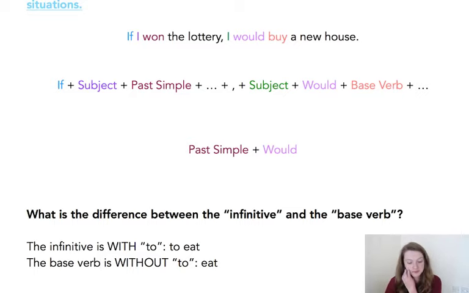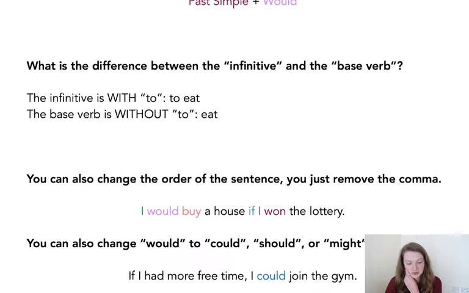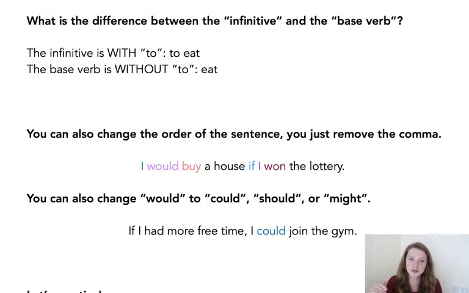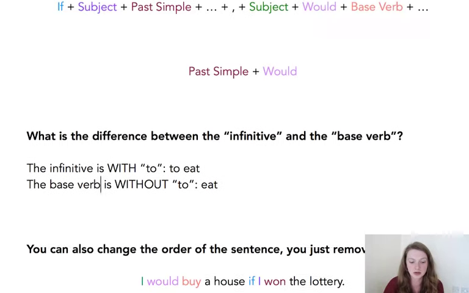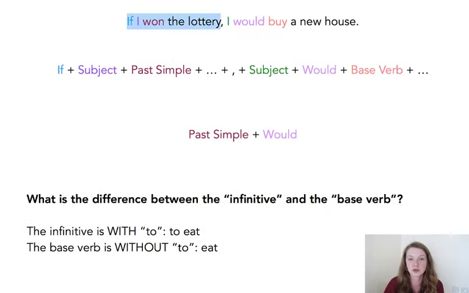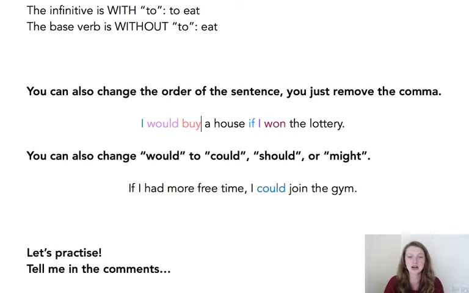I would buy. Now, you can also change the order of the sentence. You just remove the comma. So if you look here, you've got if, and then you've got your would, okay? Your if part here, and then your would part here. And I can change that order, and I can start with the would part. I would buy a house if I won the lottery. So in this case, I don't put the comma. I can change the order, and it means exactly the same.